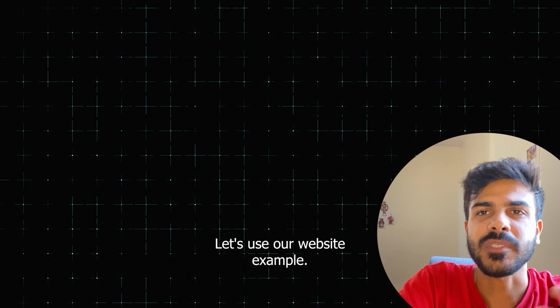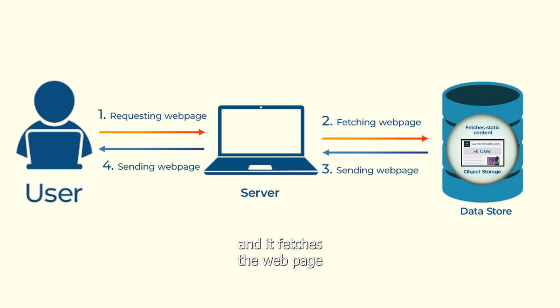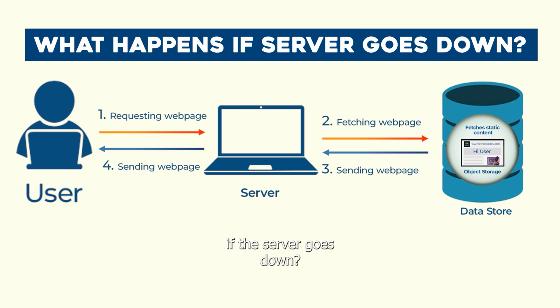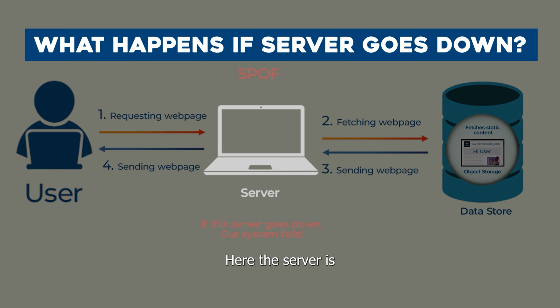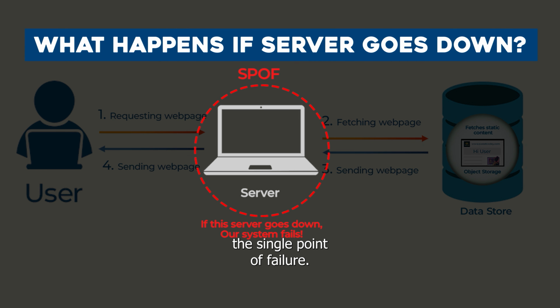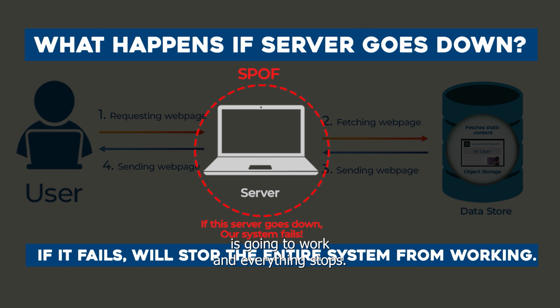Let's use our website example. A user tries to open the website. Client requests the web page. There's a server that handles the user request and it fetches the web page from the data store. Now, what happens if this server goes down? The entire website becomes inaccessible. Here, the server is the single point of failure. If it fails, none of this flow is going to work and everything stops.